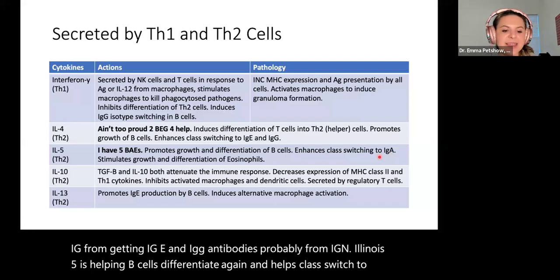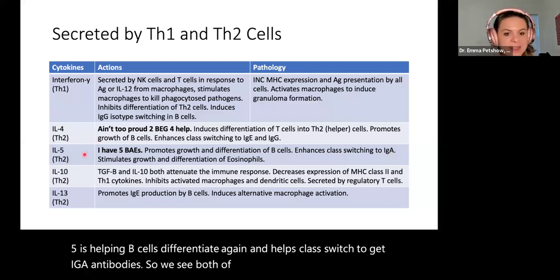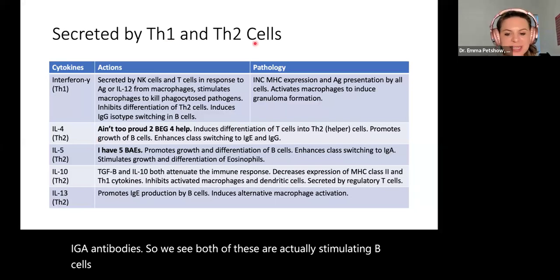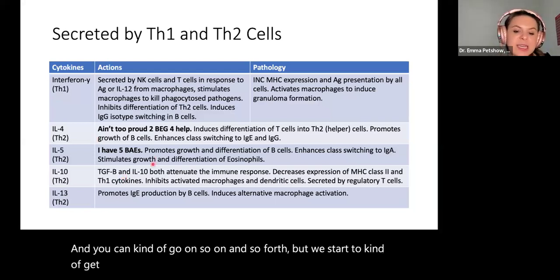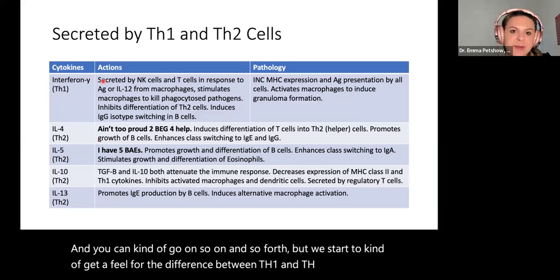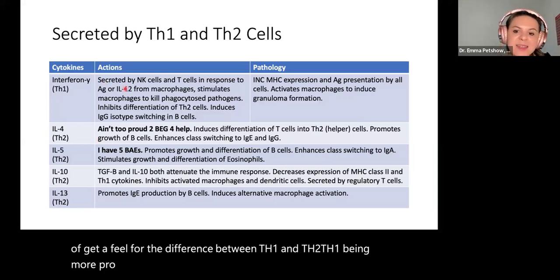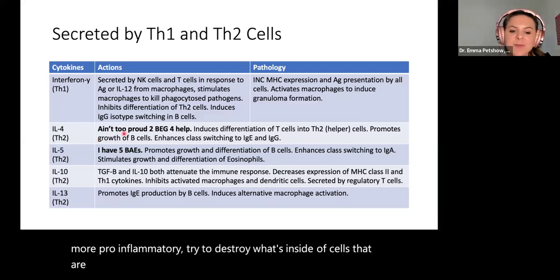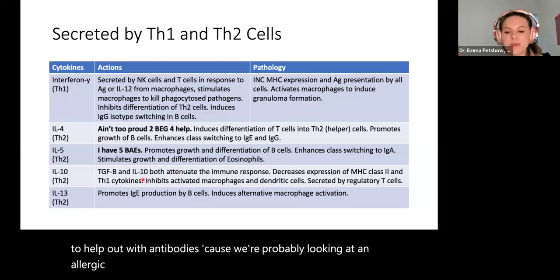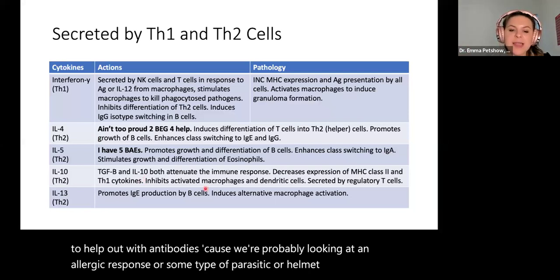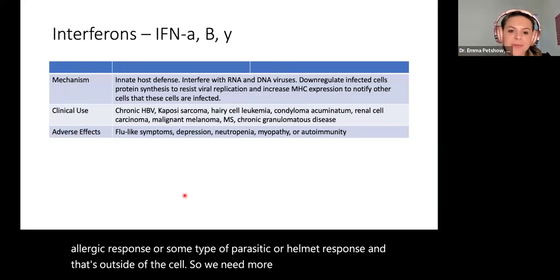So we see both of these are actually stimulating B cells. They're secreted by our Th2 T cells. And we can go on and so forth, but we start to get a feel for the difference between Th1 and Th2. Th1 being more pro-inflammatory, trying to destroy what's inside of cells that are affected. Th2 is more extracellular, trying to encourage B cells to help out with antibodies, because we're probably looking at an allergic response or some type of parasitic or helminth response. And that's outside of a cell. So we need more help to be able to destroy them.